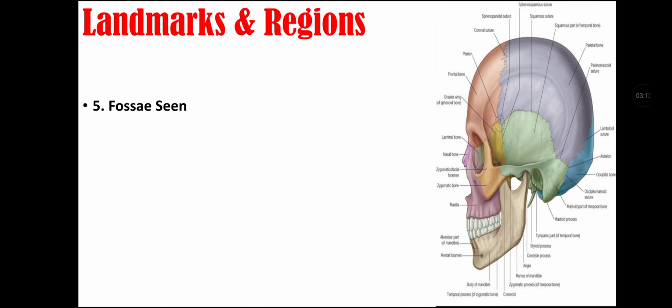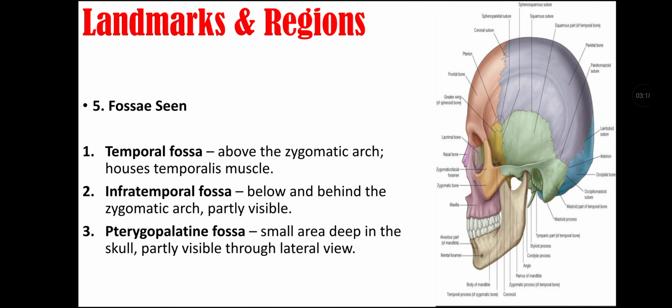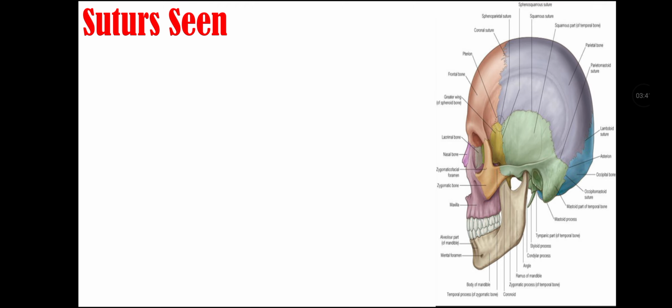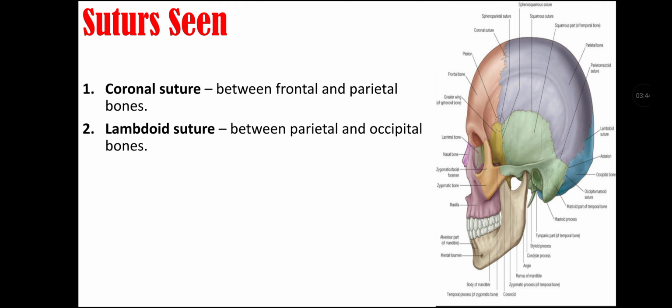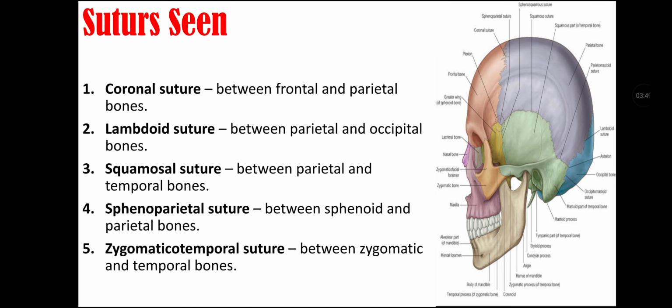Now let's talk about fossae seen from norma lateralis. They include temporal fossa, infratemporal fossa, and pterygopalatine fossa. Temporal fossa is present above the zygomatic arch and it houses the temporalis muscle. Infratemporal fossa is present below and behind the zygomatic arch and it is partially visible from norma lateralis. And then pterygopalatine fossa, that is a small area that is deep in the skull and it is partially visible through the norma lateralis. Sutures seen in norma lateralis include coronal suture, lambdoid suture, squamosal suture, sphenoparietal suture, and zygomaticotemporal suture.